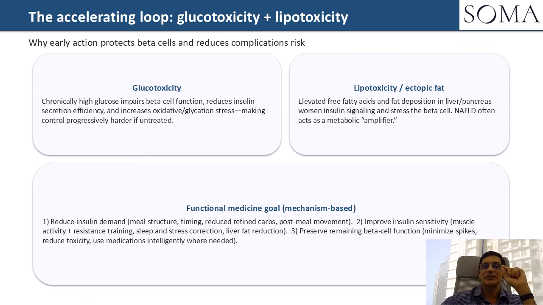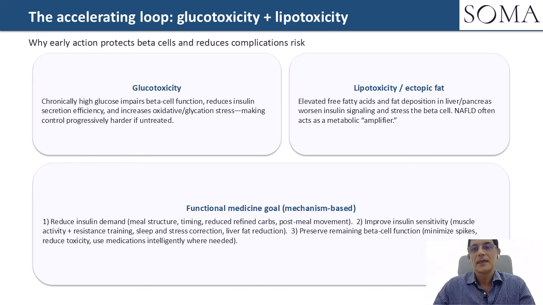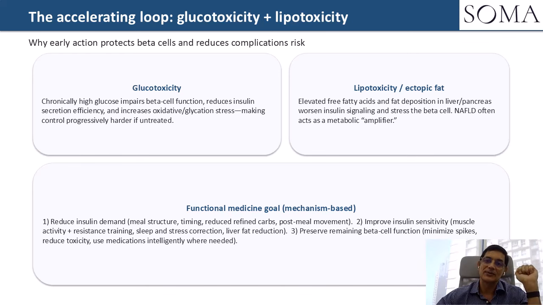So the functional medicine goal becomes very logical. Reduce insulin demand so the beta cells are not forced to overwork. Improve insulin sensitivity, especially in liver and muscle, through nutrition, movement, sleep and targeted pharmacology when needed. Then preserve remaining beta cell function by reducing glucotoxicity, reducing ectopic fat and preventing repeated glucose spikes. When you keep this core pathophysiology in mind, lifestyle and medication choices are no longer random. They become mechanistically aligned, and this is the biological logic behind this entire approach.